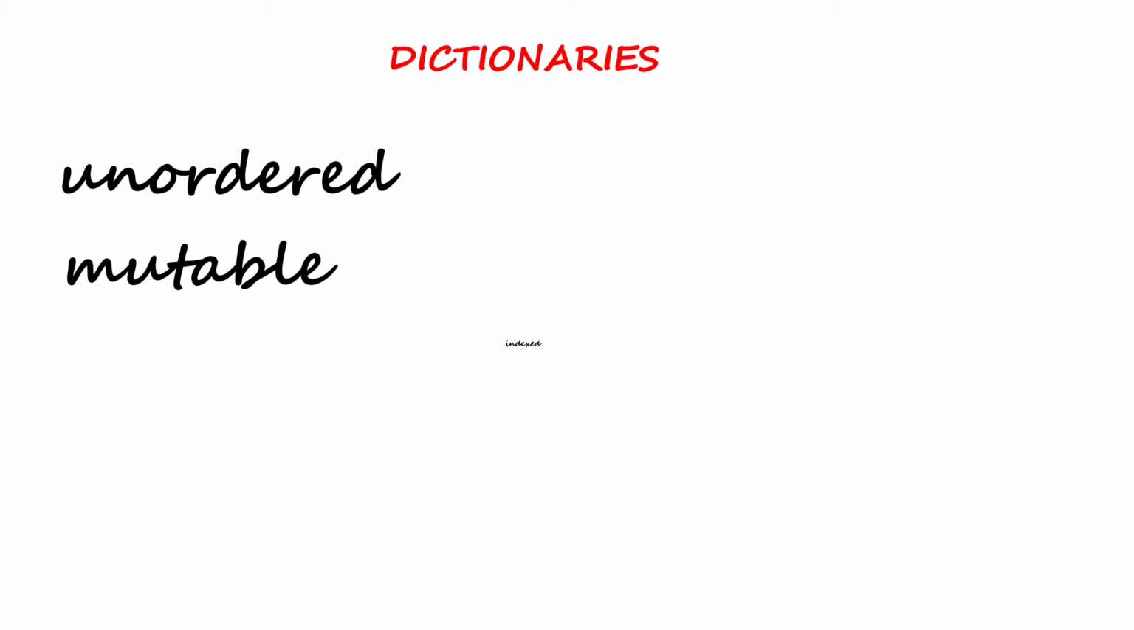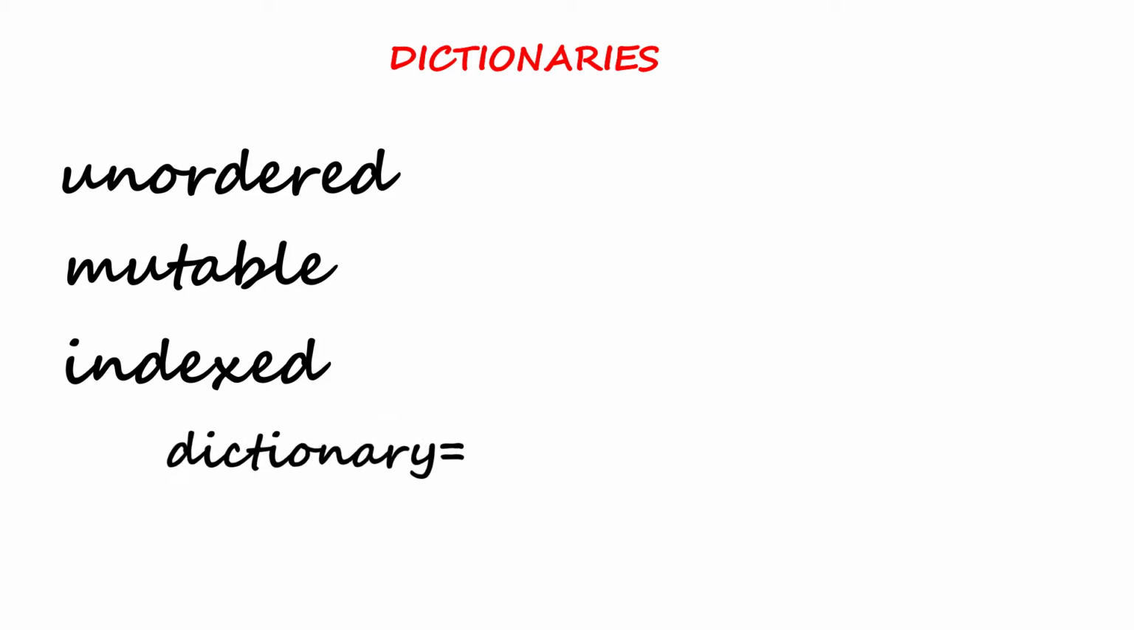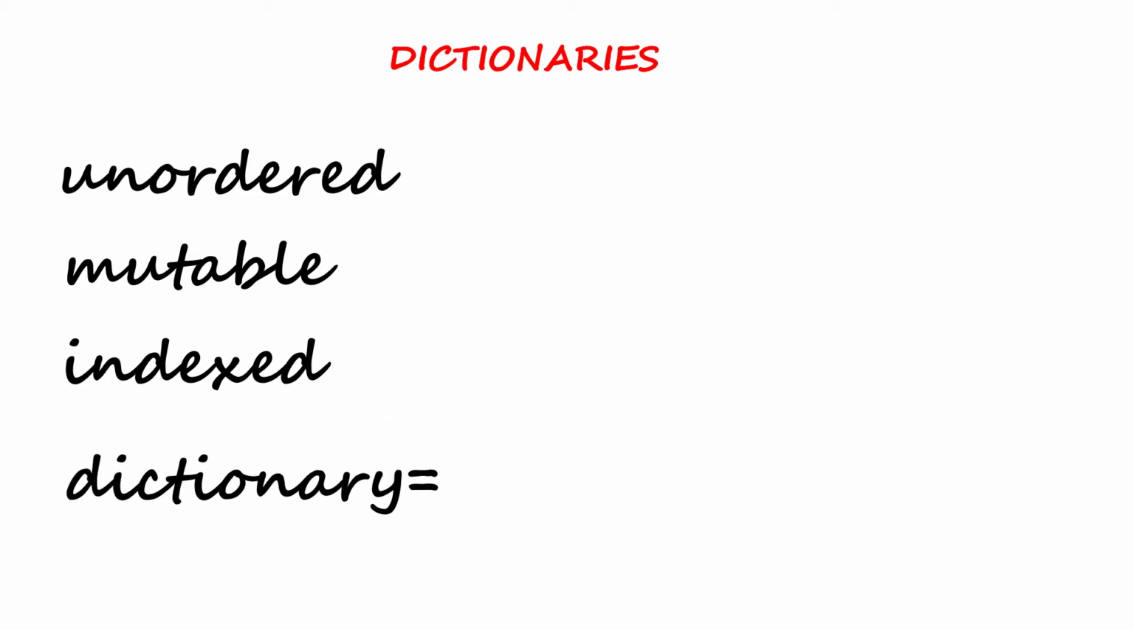But before that, you have to know that dictionary is unordered, mutable and indexed collection. And to create dictionary, we can do that by using curly brackets, and the items between the brackets are key value pairs. And now let's see how can we deal with dictionaries.